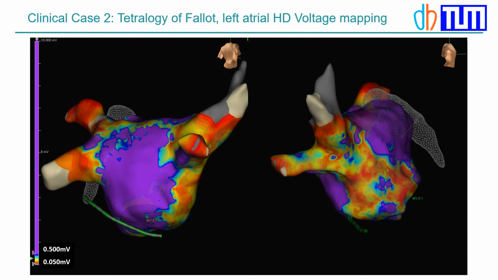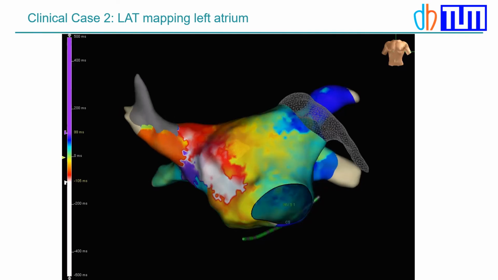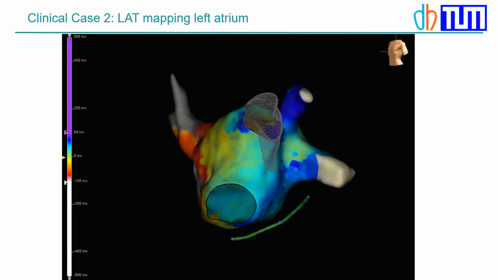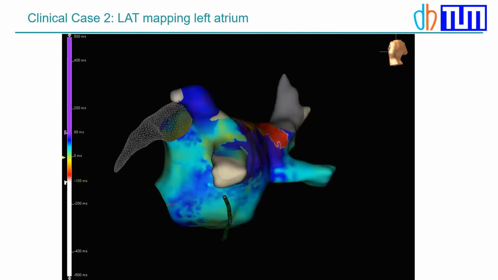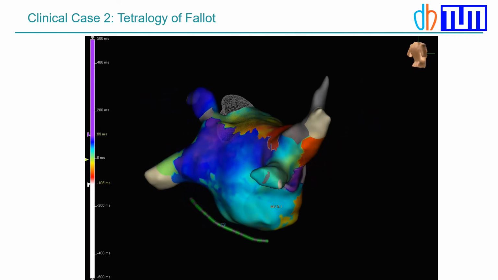We did, of course, then an LAT map of this left atrium, and you can appreciate again by the colors which timing the activation took place. And what you can appreciate as well is that if you look at the activation, there seems to be a line of block here, and the activation cannot cross, as you can appreciate here.